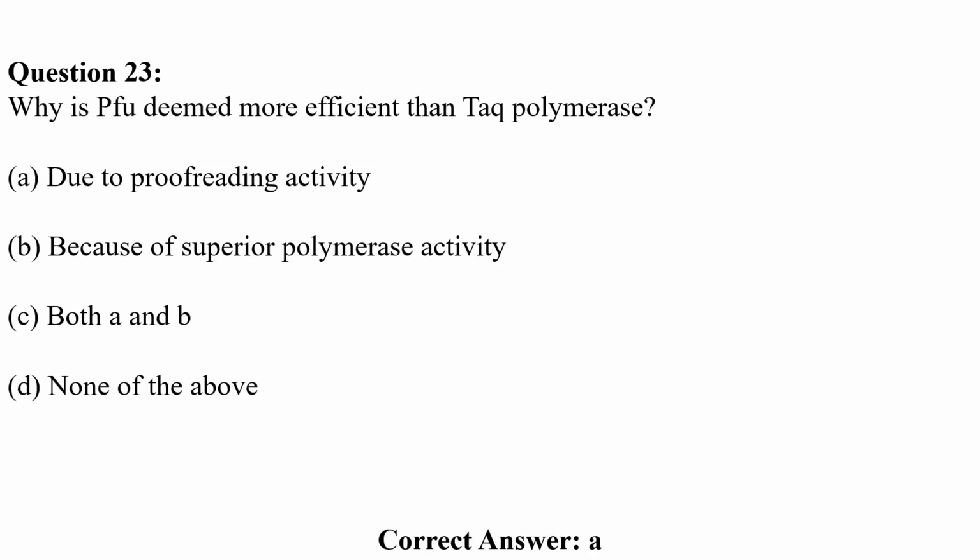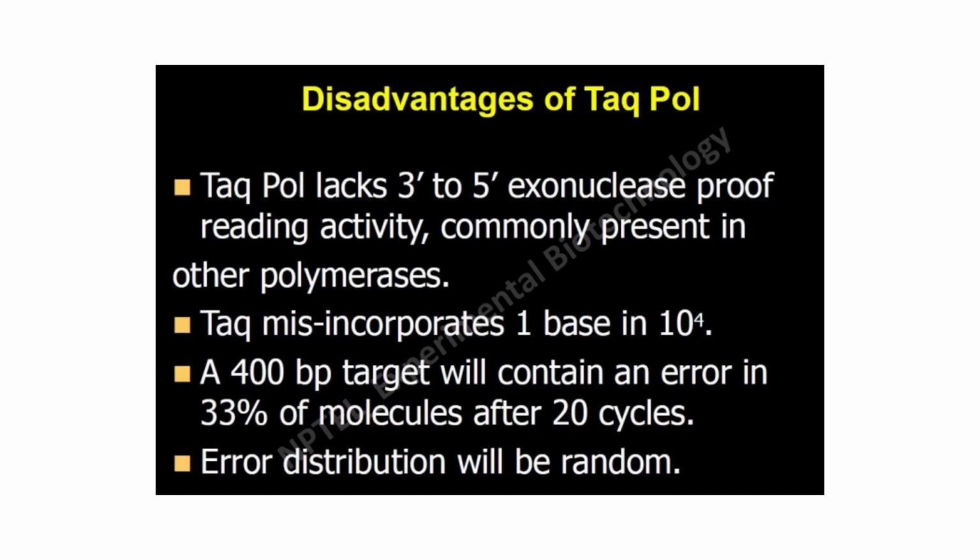Taq polymerase has a major disadvantage: it doesn't have proofreading capability. Taq polymerase lacks the 3' to 5' exonuclease proofreading activity. This is a property present in most DNA polymerases. In humans also, the DNA polymerase in our body has this property, and it is there to ensure that whatever extension is happening is accurate.